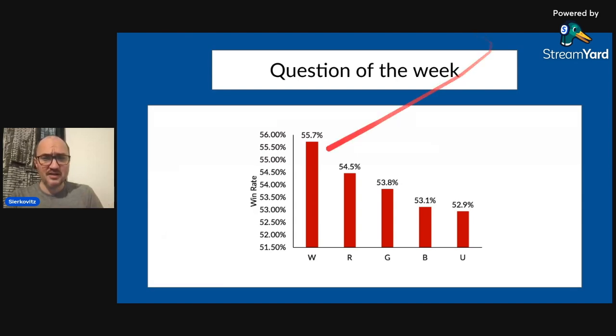So this graph shows you the win rate of a color by looking at the color per archetype win rates, and then weighted average of all of them from these first 3 days of the second week of Shadows over Innistrad Remastered. As you can see, white is by far the best color. So in this iteration, white decks in general have around 56% win rate. Then we have red at 54.5. Then we have green at 53.8. And then we have black and blue at around 53% win rate.